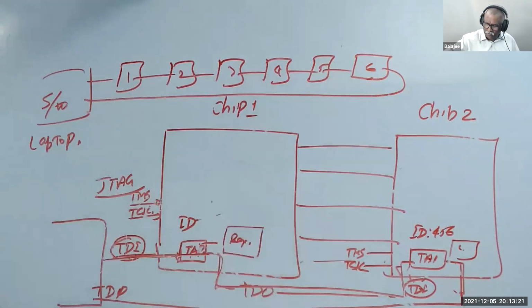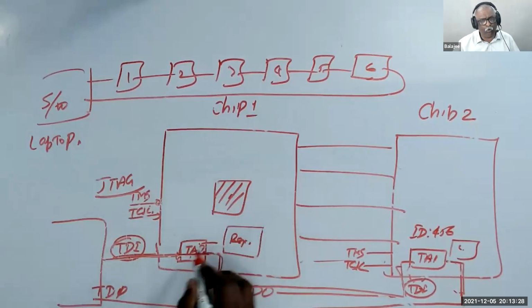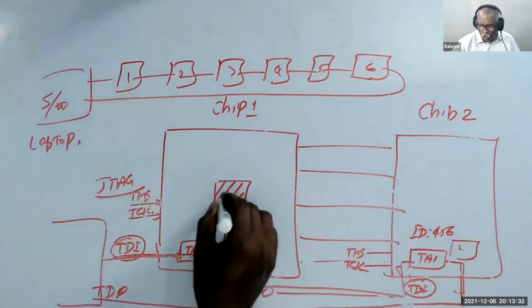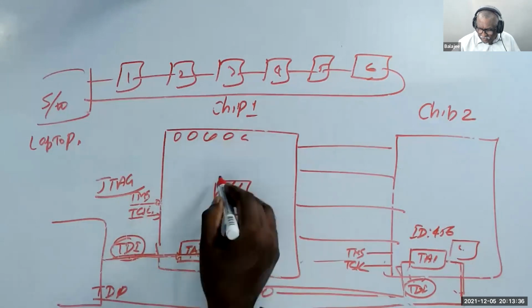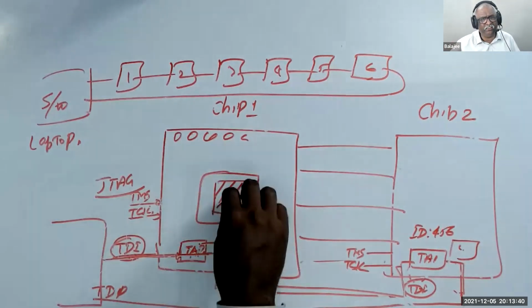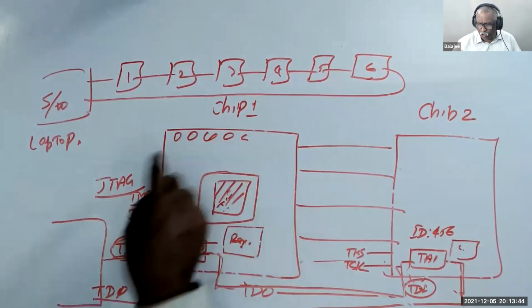This chip is having a core inside. This is also part of the core only. This is also part of the core. I can detach the core, except this. I can detach. That means that physically I can make this silicon not connected to the pins.